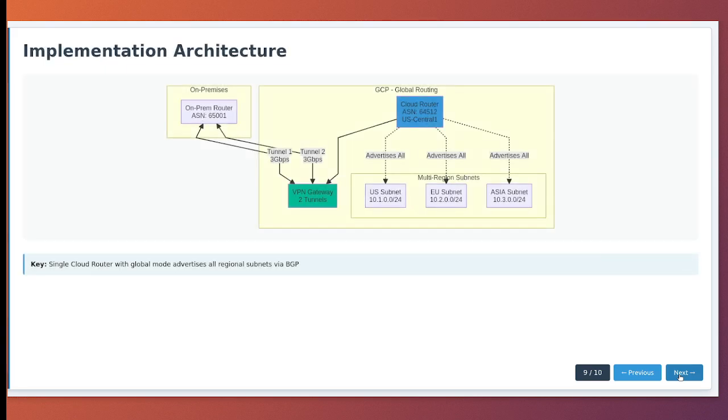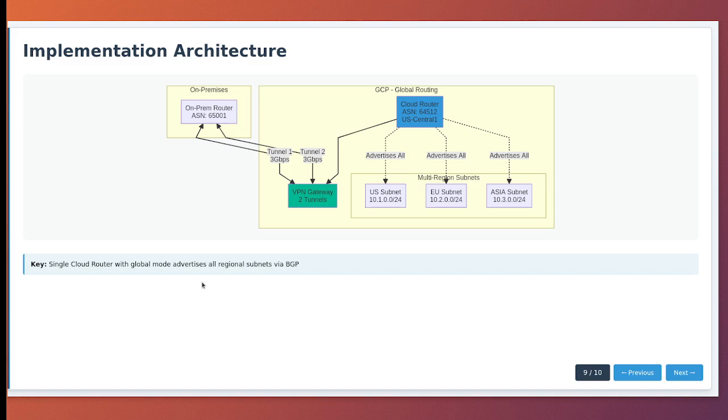Let's walk through the actual implementation of the correct solution. First, you'll create your VPC with Global Dynamic Routing Mode using the command gcloud compute networks create my-vpc --subnet-mode custom --bgp-routing-mode global. The global BGP routing mode is crucial here. Next, create subnets in your required regions.